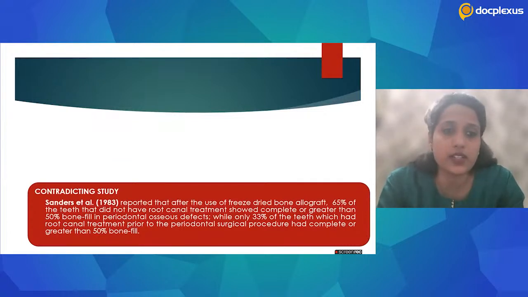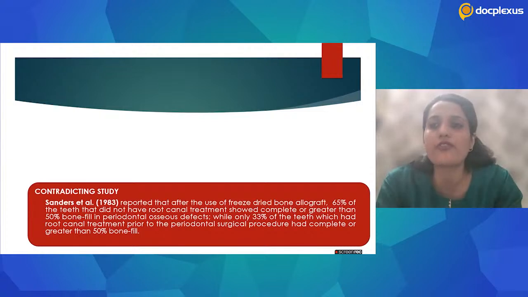There was a contradicting study by Sanders et al. in 1983 that reported that after the use of an allograft, 65% of the teeth that did not have root canal treatment showed complete or greater than 50% of bone fill in periodontal osseous defects, while only 33% of teeth which had root canal treatment prior to the periodontal surgical procedure had complete or greater than 50% bone fill. So it said that it doesn't matter if you have done root canal or not, but we have seen cases where 65% of teeth heal even if root canal treatment wasn't done. So that is how it wasn't connected.